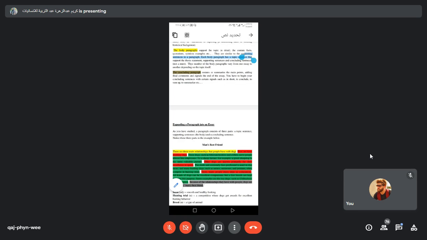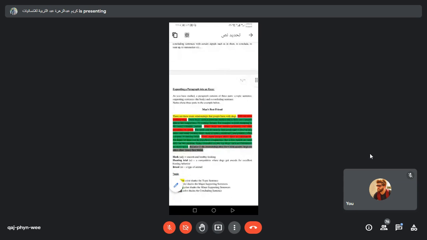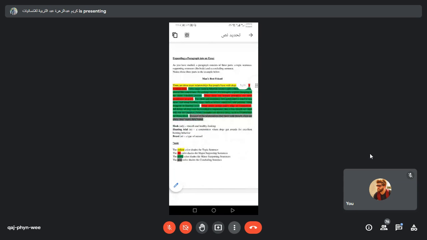As you have studied, a paragraph consists of three parts: the topic sentence, the supporting sentences, and the concluding sentence. Notice these three parts in the example below. Now we have colors here. The yellow color refers to the topic sentence, the red color refers to the major support, the green color refers to the minor support, and the gray color refers to the concluding sentence. Okay, so each one has some function.